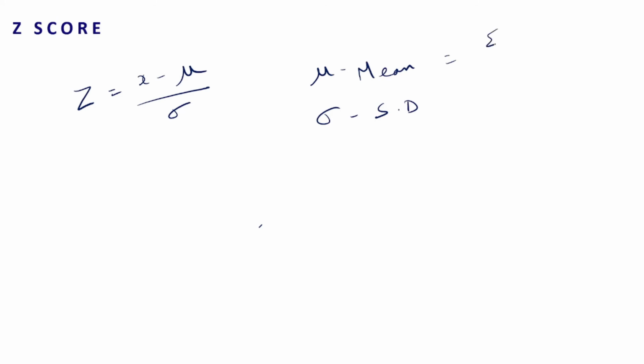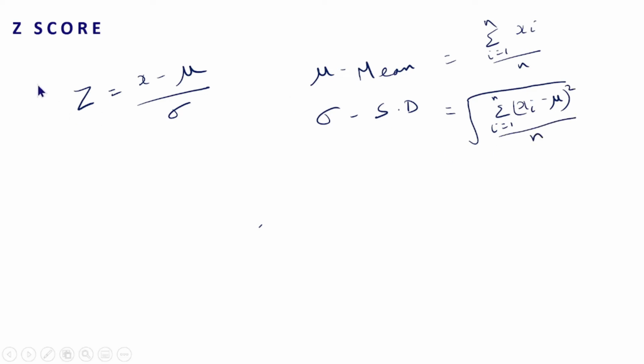Now we will see what is z score. As I already told you, the z score can be calculated as z is equal to x minus mu by sigma, where mu is the mean of the distribution and sigma is the standard deviation of the distribution. The mean is calculated as summation i is equal to 1 to n xi by n, and the standard deviation is calculated as root of summation i is equal to 1 to n xi minus mu the whole square divided by n. So this is how we can calculate the z score.